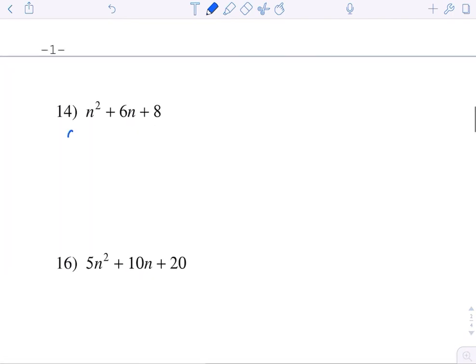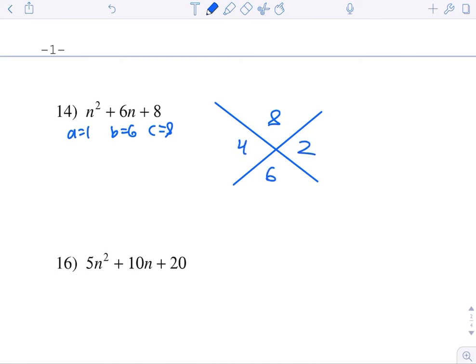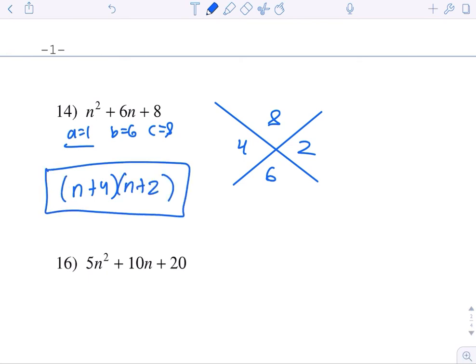And lastly, number 4. On the top, a times c, so that's going to be 8, and on the bottom, 6. 4 and 2. 4 times 2 is 8, 4 plus 2 is 6, so a is equal to 1, and plus 4 and plus 2. Really good way, you guys, to factor this, okay?